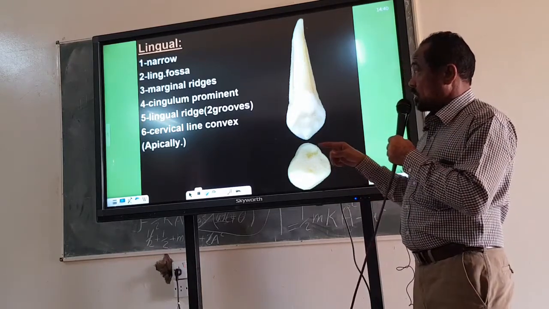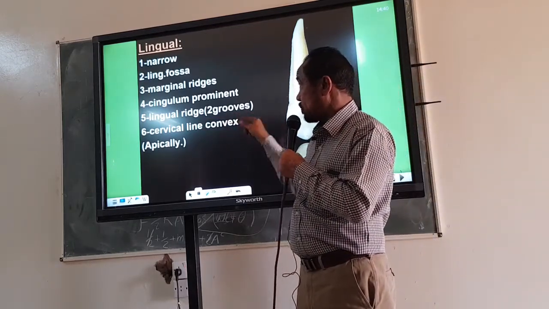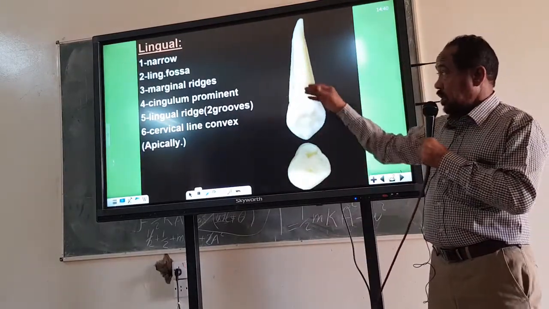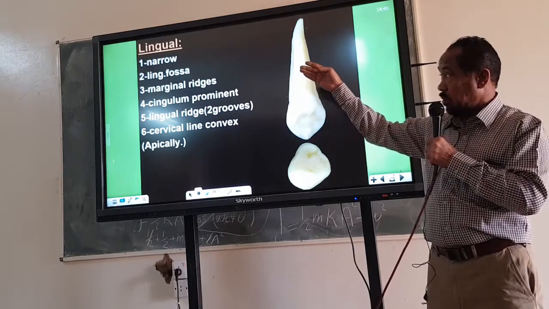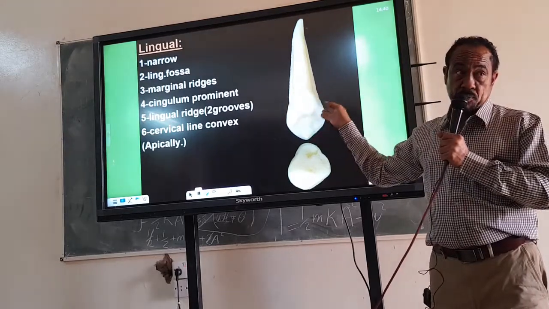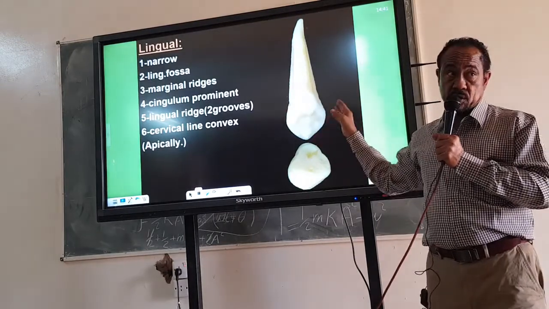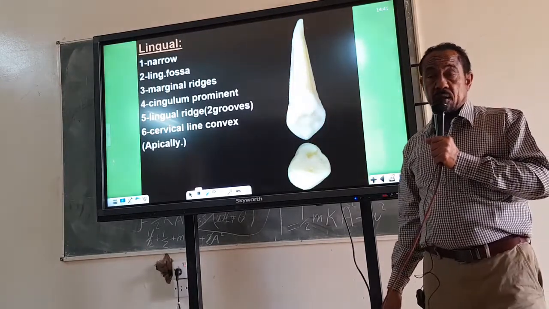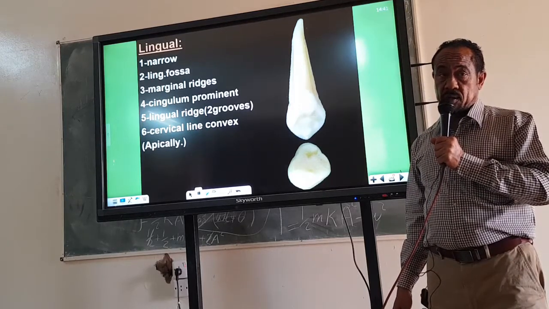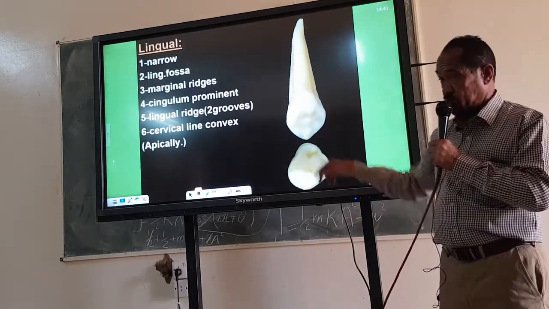Lingual fossa, which means that if there is a lingual ridge, it will not be a fossa, it will be grooves. Here are the points. What do we have to talk about? Narrower, then it has a deep lingual fossa and it has marginal ridge, prominent marginal ridge. But if there is a lingual ridge, the lingual ridge is not always present, but most probably is present. Where is it present? It is present in the lingual fossa, and then we change from fossa to grooves.